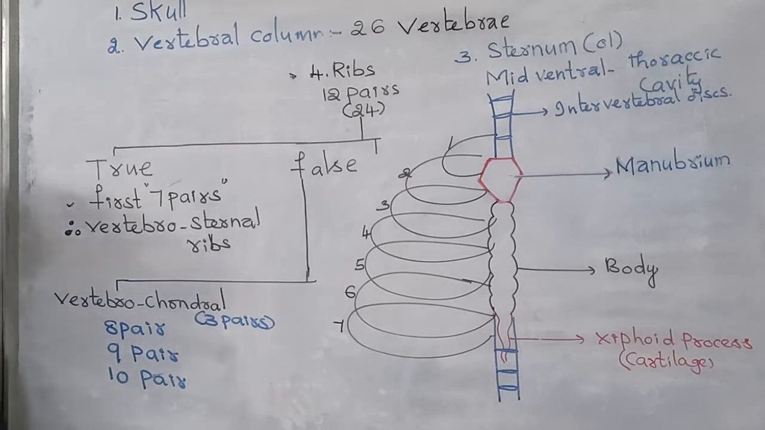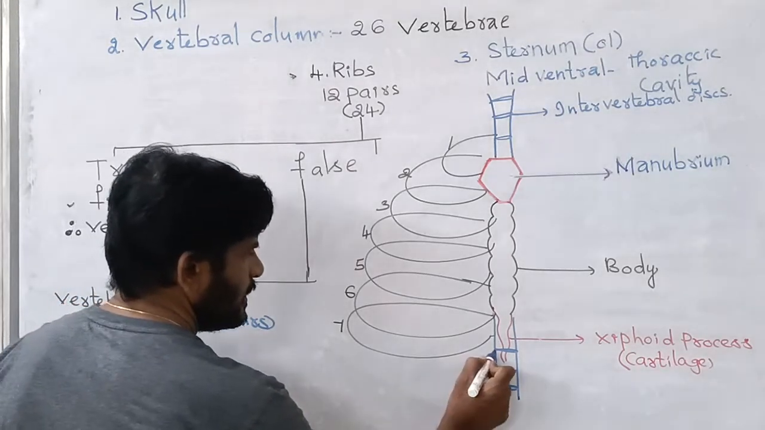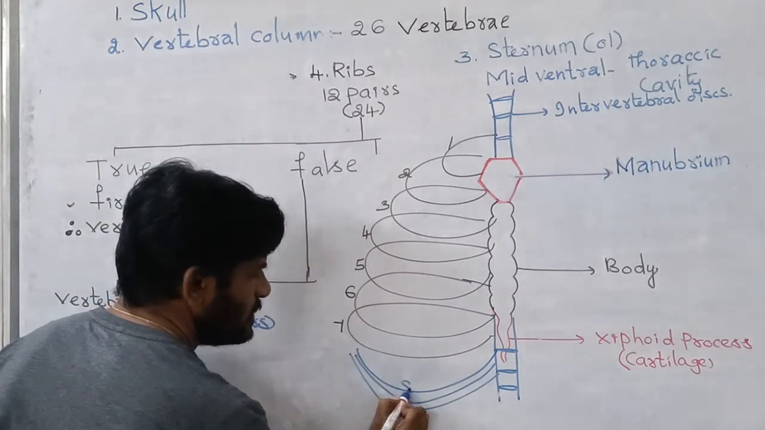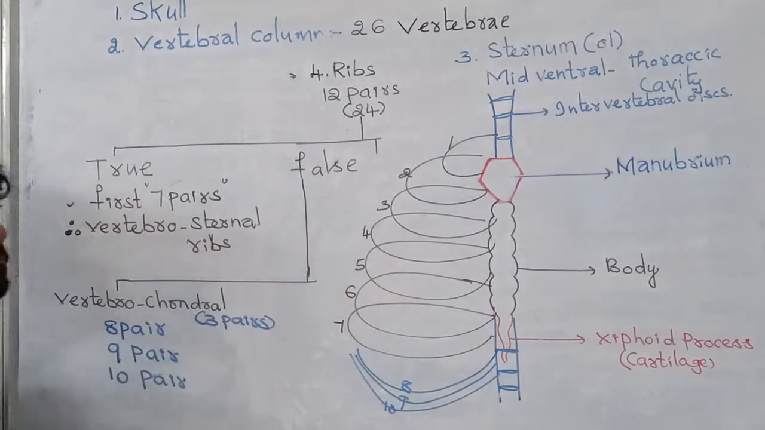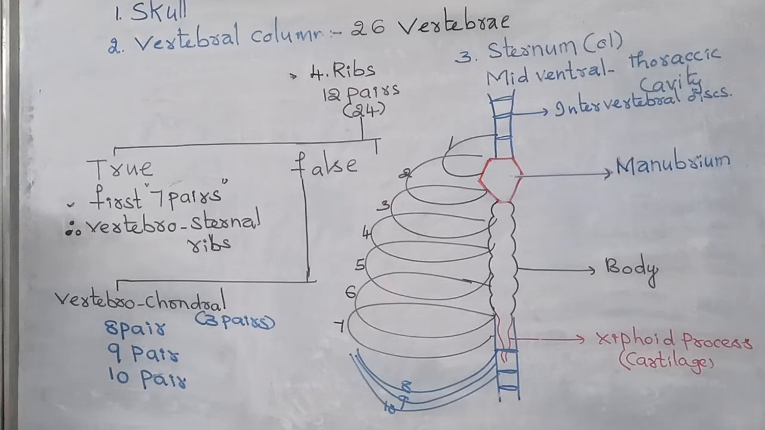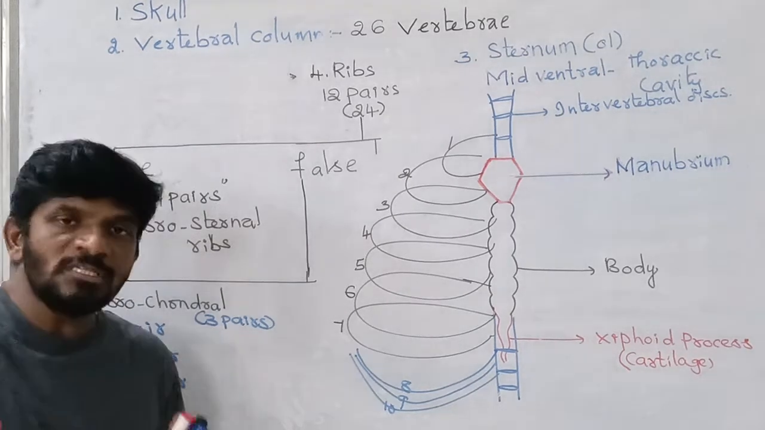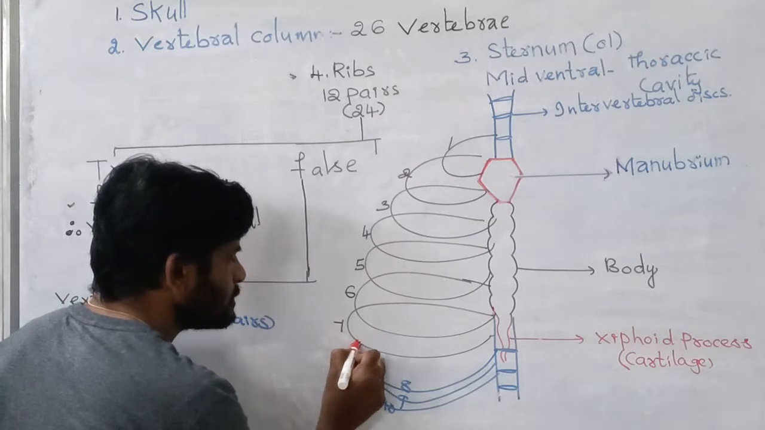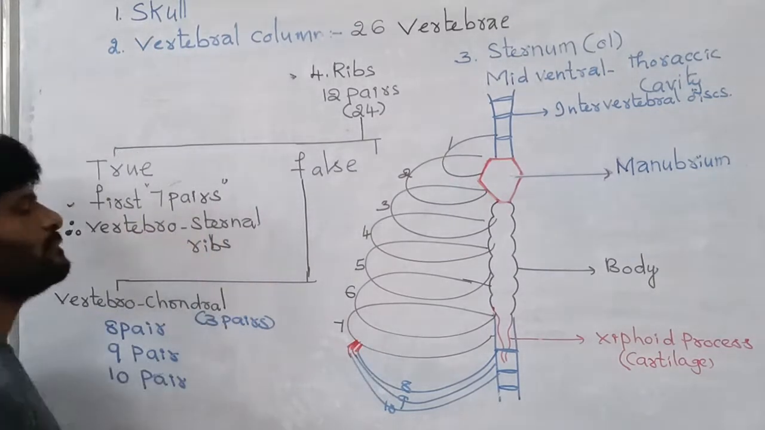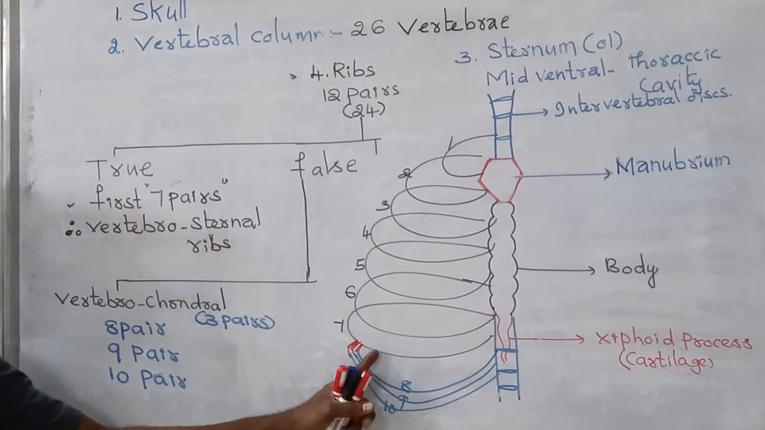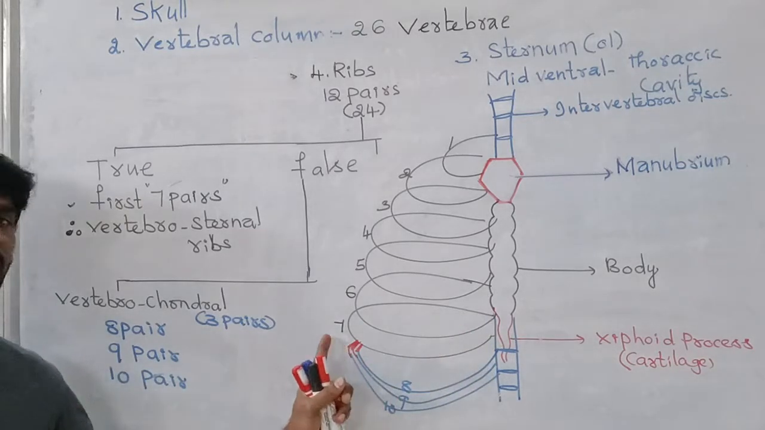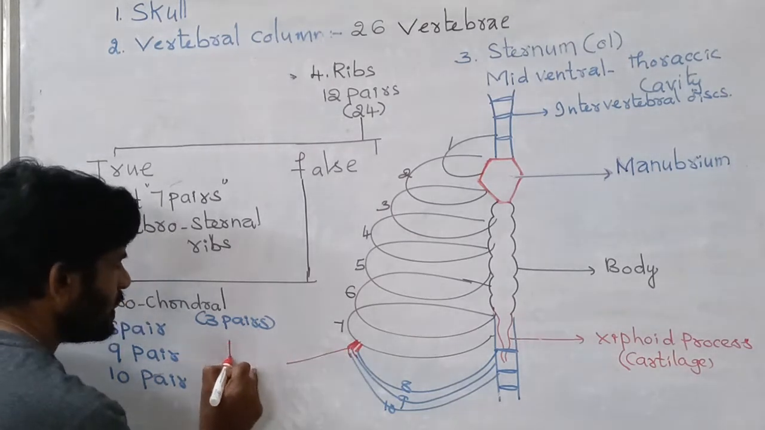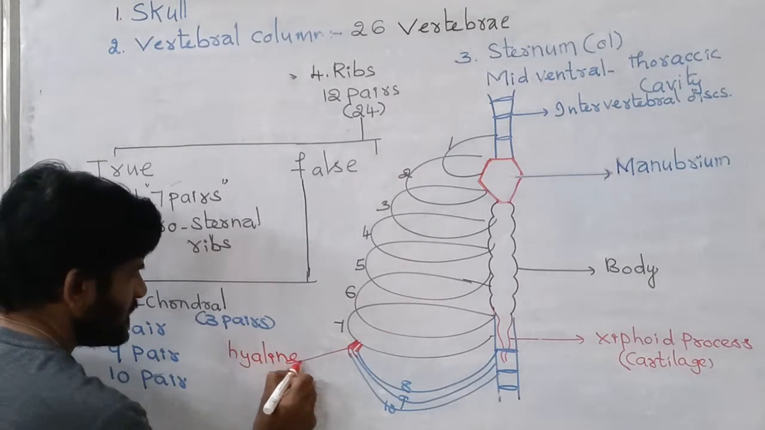Why are they named vertebro-chondral? See this. This is the 8th pair, 9th pair and 10th pair of the ribs. These three pairs of ribs are not articulating with the sternum directly, because they are touching the 7th rib. 8th, 9th, 10th pairs of ribs are not articulating with the sternum, but they are touching the 7th rib with the help of a cartilage, called the costal cartilage.